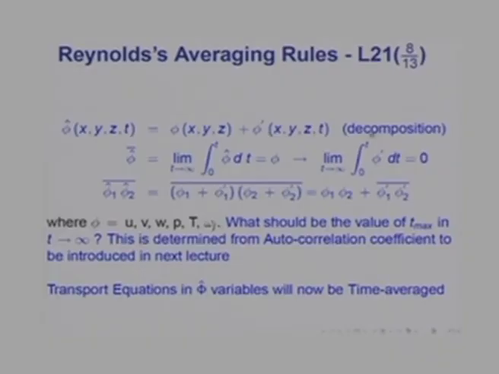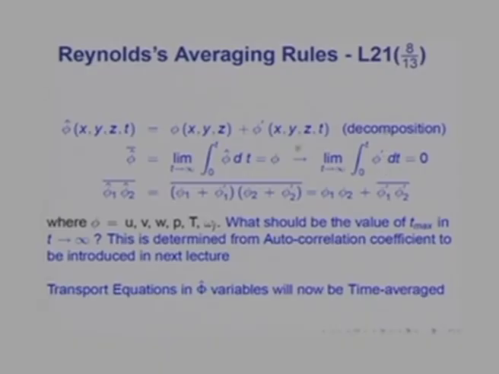And then with this decomposition, Reynolds postulated that the time averaging of phi hat, the limit as t tends to infinity of the integral from 0 to t of phi hat dt, is equal to phi, the mean value. In other words, the integrated time average value of the fluctuations will always be 0. This is the postulate of Osborne Reynolds.